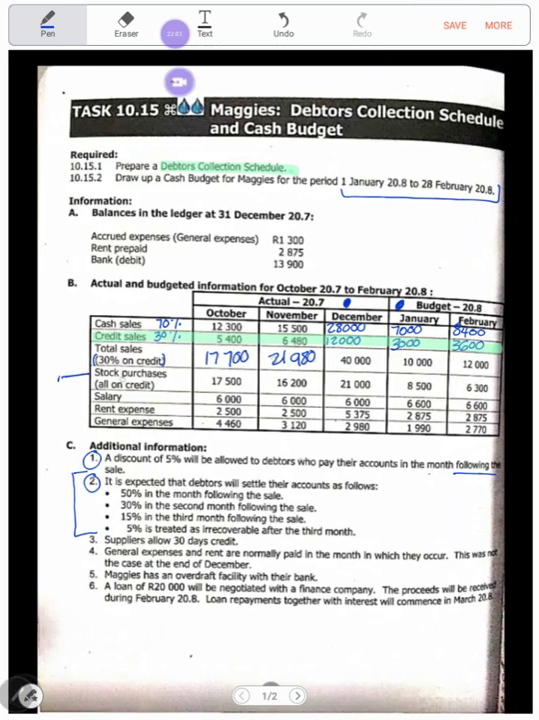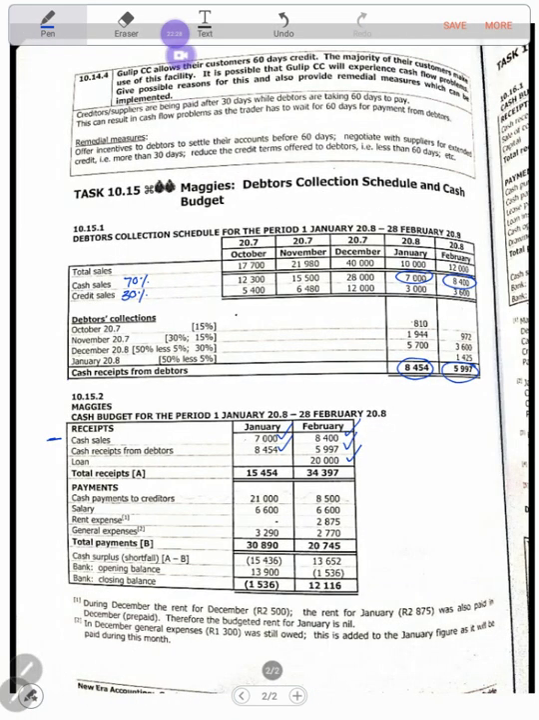Now remember, stock purchases are all on credit, and they are saying that we pay our suppliers 30 days later. So if I take 21,000 Rand stock on credit in December, it will mean that I will be paying that 21,000 Rand in January. And yes, January is my budgeted period, so I have to take it into account. And there is my cash payments to creditors. I'm paying that 21,000 in January.